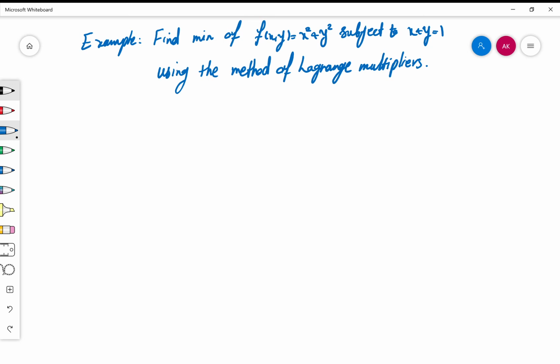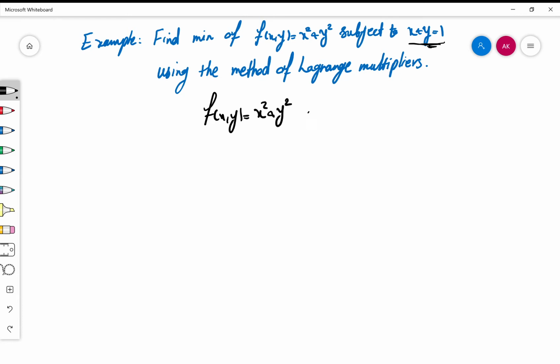In this video, I will do the first example, a very basic example of the method of Lagrange multipliers. The problem is to find the minimum of f of x, y, which is x squared plus y squared, subject to the condition x plus y equals 0. The first thing to note here is that the condition is not written in a nice way. Remember, f of x, y is x squared plus y squared.